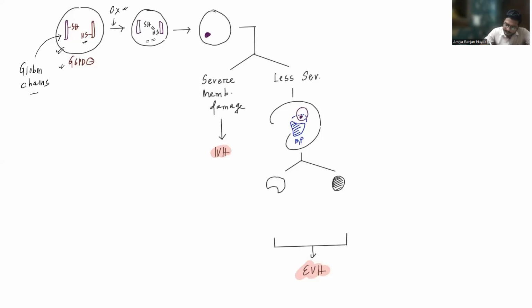It can precipitate like this. These are known as the Heinz bodies. Okay, so the denatured globins will accumulate and precipitate on the membrane of the RBC, and these are known as the Heinz bodies.